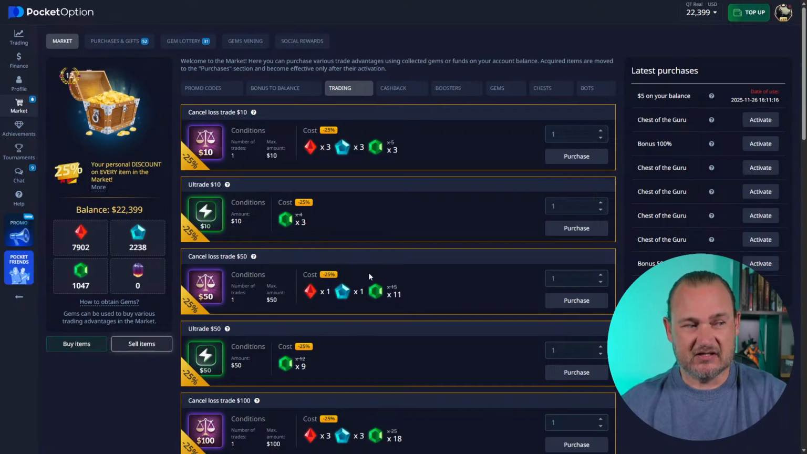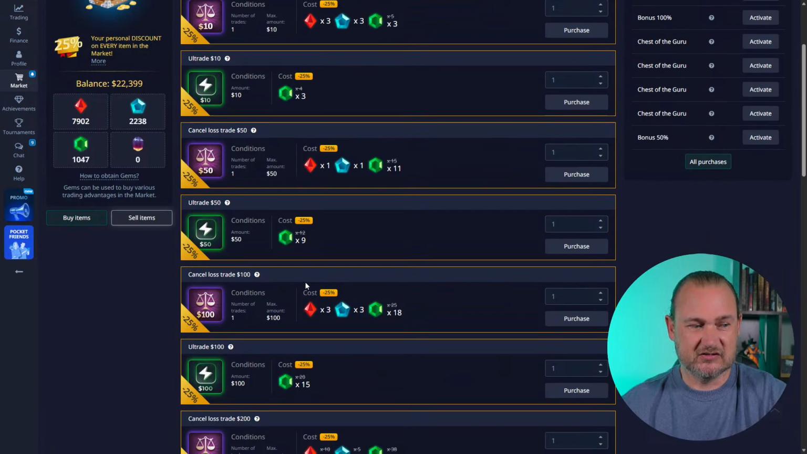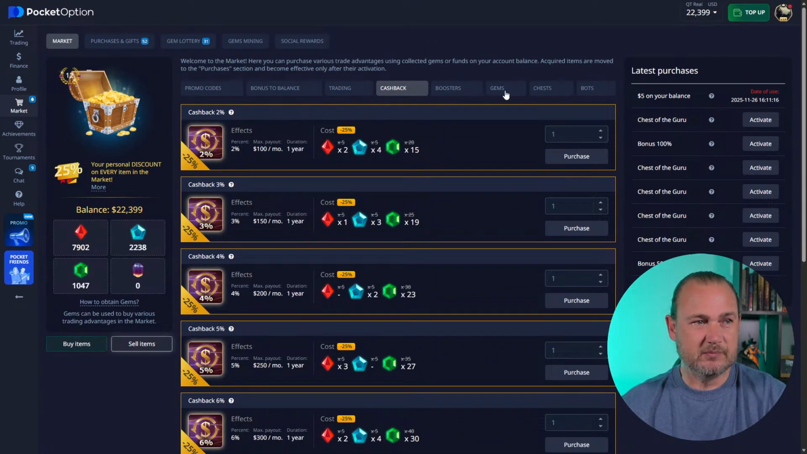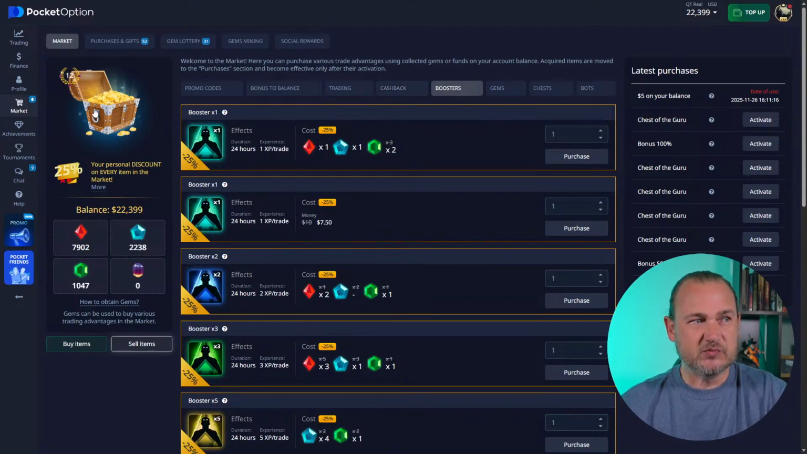You've got risk-free trades, cancel loss trades for up to $10, $50. There's a real nice amount of stuff you have. You can go and play around with this, have a look. If you open a demo account, you will be able to see these things, but you will not be able to use them.